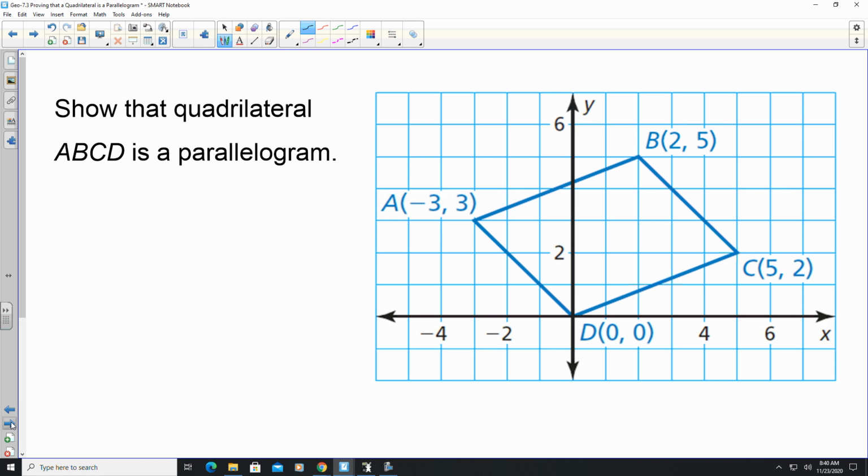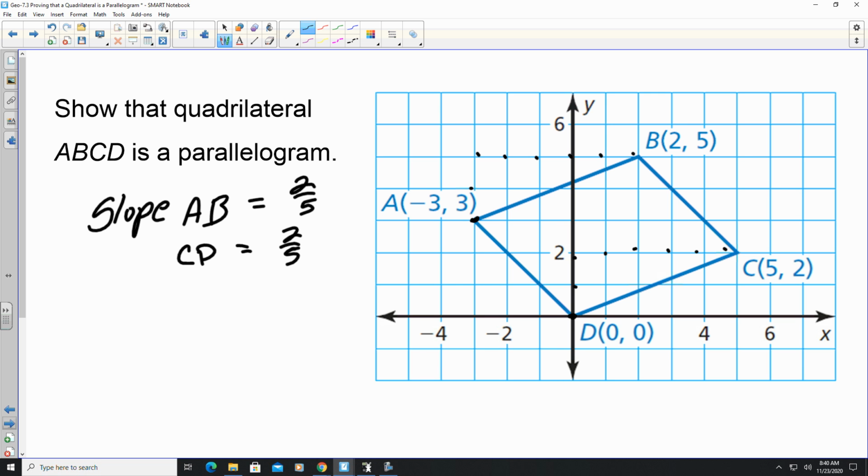So in order to figure out in a coordinate plane if two lines are parallel, they have to have the same slope. So I'm going to look for the slope of AB. So it looks like I'll start here, go up 1, 2, to the right 1, 2, 3, 4, 5. So my slope for AB is 2/5. So now I've got to check CD. I've got to see if that is 2/5. So I start here, I go up 1, 2, right 1, 2, 3, 4, 5, 2/5. Same slope, they are parallel.